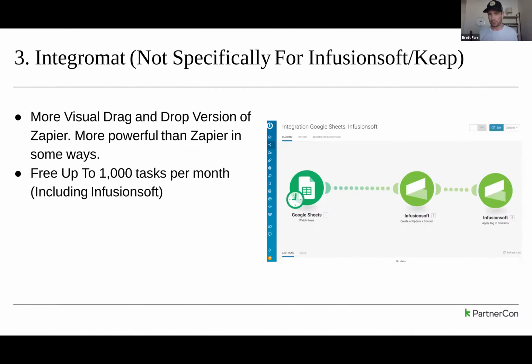It's actually a really powerful tool, and it's free up to 1,000 tasks per month. Now there's a 15-minute interval for those, but if that's not important to you, you just need 1,000 things per month to happen, then Integromat's actually a pretty good option.